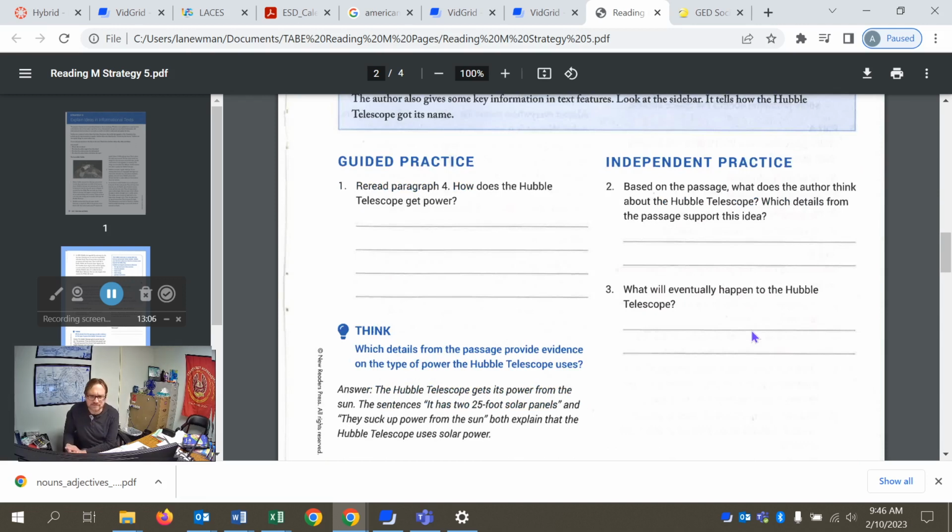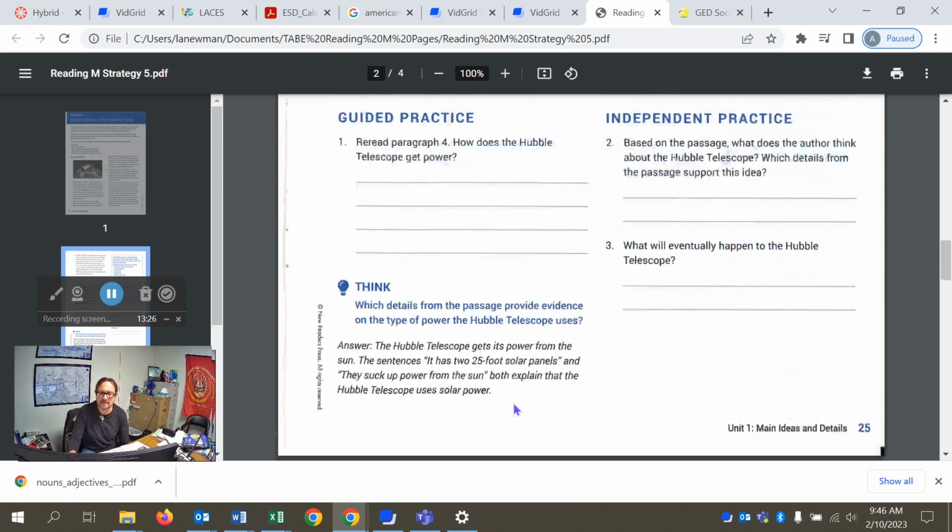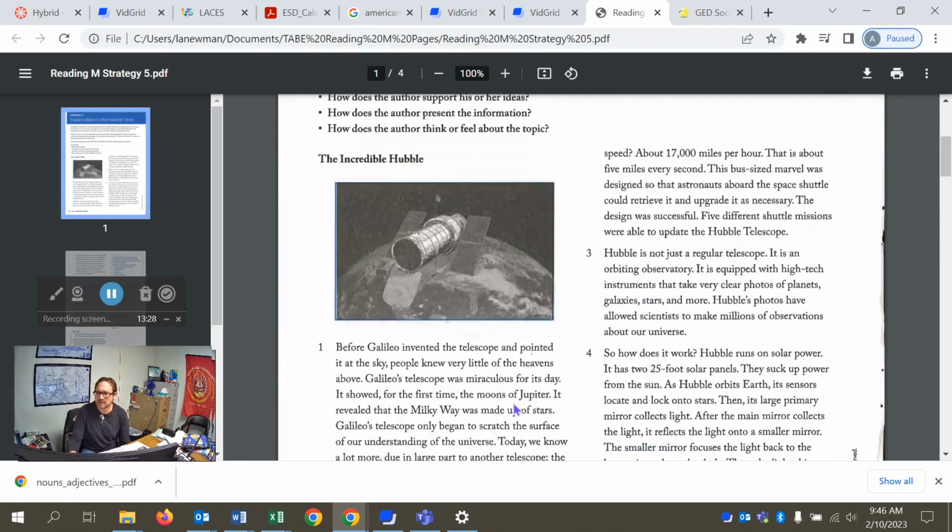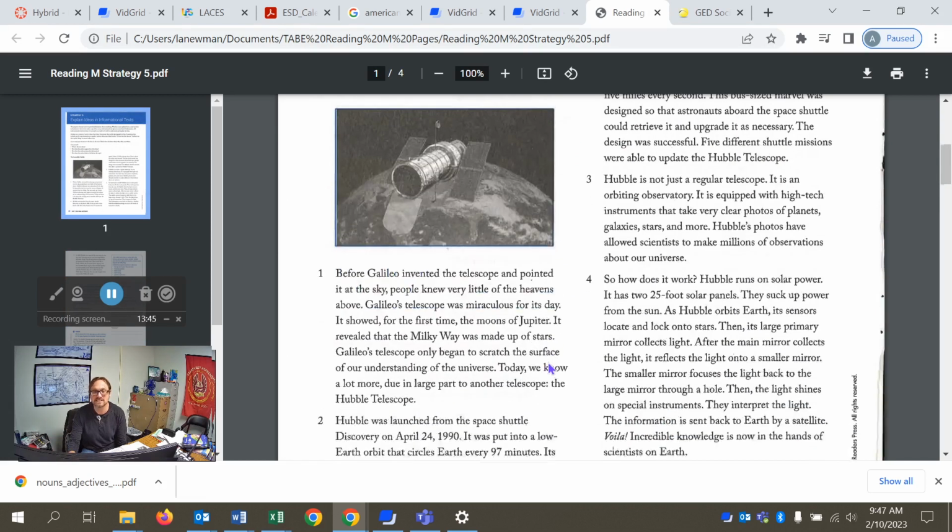Okay, let's get to the questions. So reread paragraph 4. How does the telescope get power? And it was through solar power. It runs on solar power, collecting energy from the sun with its 25-foot solar panels. I added a little bit of detail there. Actually, I had about the same amount of detail as our example answer. But if the words didn't quite get you to the full understanding, then we have the photograph here that shows the large 25-foot solar panels extended out in the telescope itself. So, putting information together from the image and the text gets us all the way to the answer.